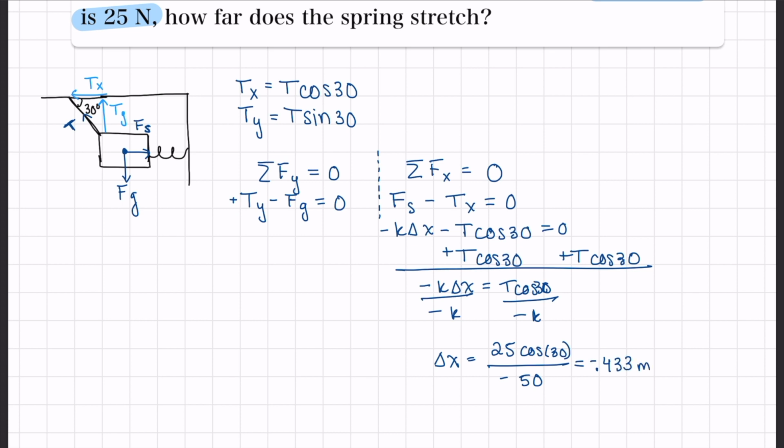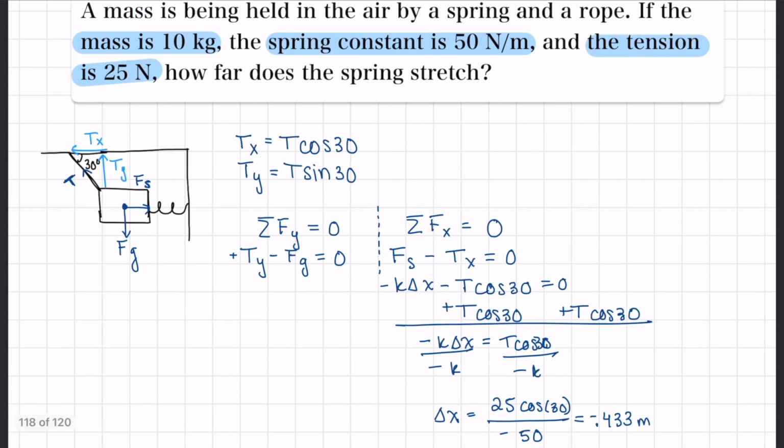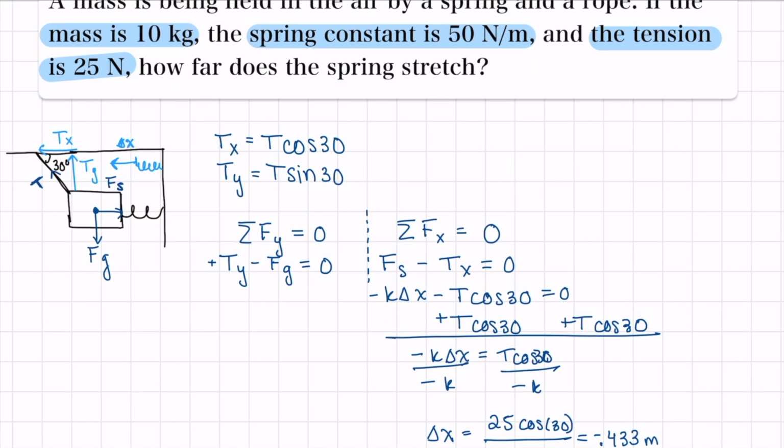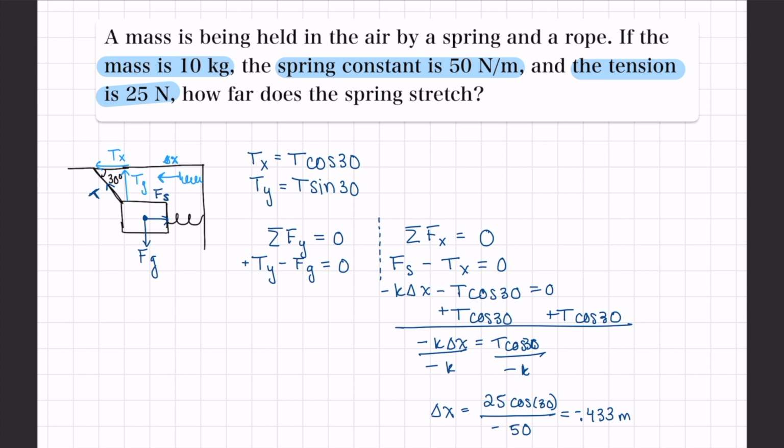So just to put into context our negative sign, this tells us that the spring before unstretched looked like this, which means our delta x is pointing along the negative x direction in order to get that stretch. And there's your spring force.